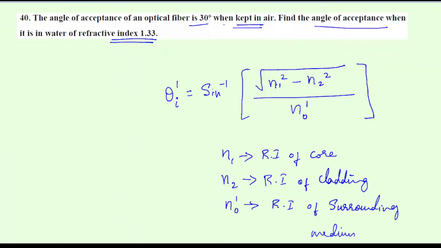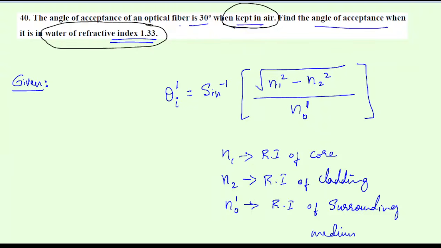Now in this numerical there are two media, right? The first one is air. The second one is water, whose refractive index is 1.33. So the data has two parts to it, one for air and the other for water. Anything corresponding to water, we write in terms of theta I dash or n0 dash. We represent it using a dash or prime.